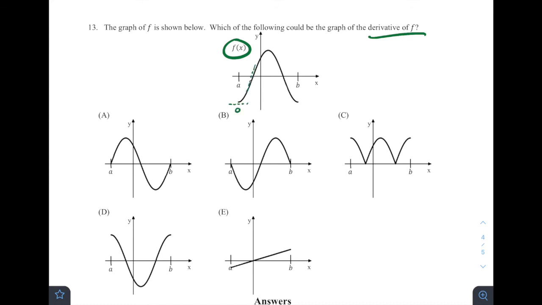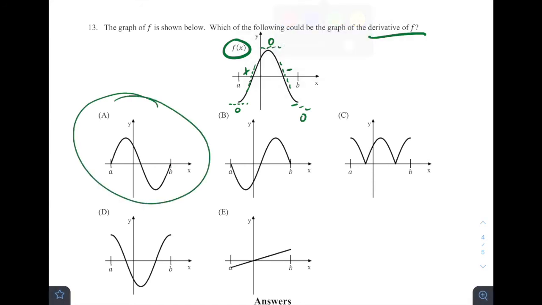Then I see that it has a positive slope. Then I see it has a slope of 0. Then I see it has a slope that's negative. Then I see a slope of 0. So I'm looking for a function that starts at 0, goes positive, hits 0, goes negative, and 0 again. So 0, positive, 0, negative, 0. That looks like right away the answer to me.